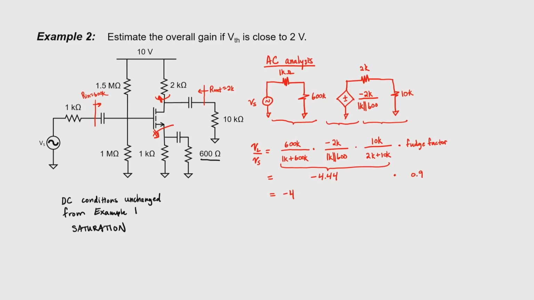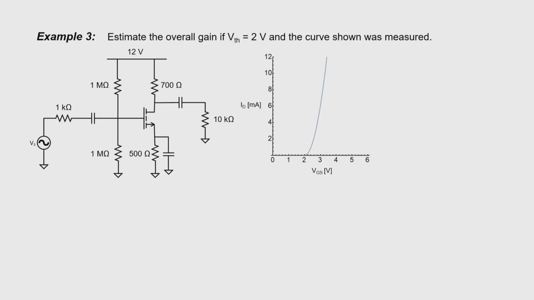I simulated it on LTSpice with the 2N7002 MOSFET, and the gain worked out to minus 3.7. So even with the fudge factor, we're off a little bit for the gain. You might have started to notice a general theme. It's a little bit more difficult to predict the gain for a MOSFET amplifier than it is for a bipolar transistor amplifier. Let's work a third example, and we're going to again assume that the capacitors are large.